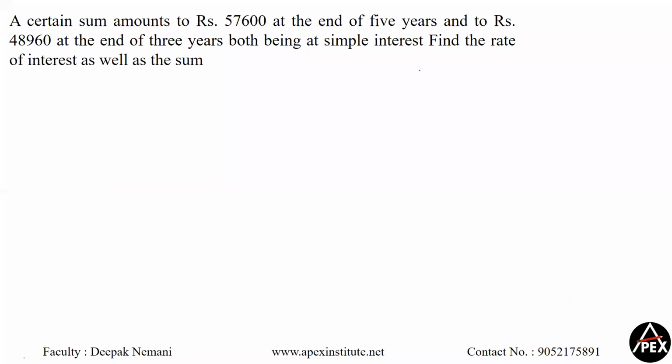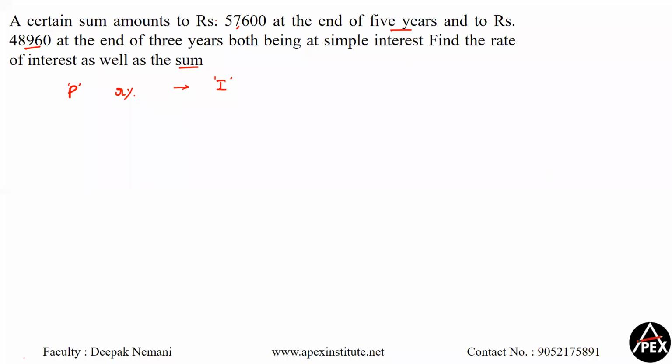Yes. So a certain sum amounts to 57,600 at the end of 5 years and rupees 48,960 at the end of 3 years, both being at simple interest. Find the rate of interest as well as the sum. So we need to find the principal as well as rate of interest, isn't it? Now in simple interest, can I say that the interest accrued in each year will remain same? If the simple interest in first year is I, second year also will be I. In third year also it will be I.